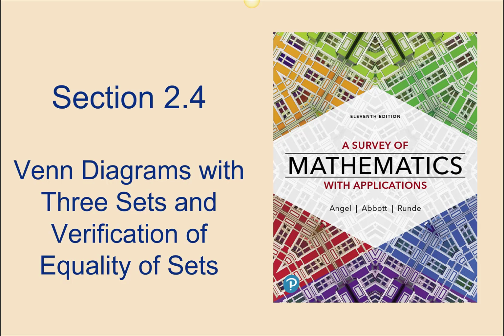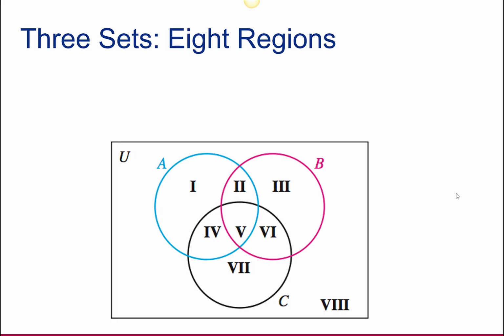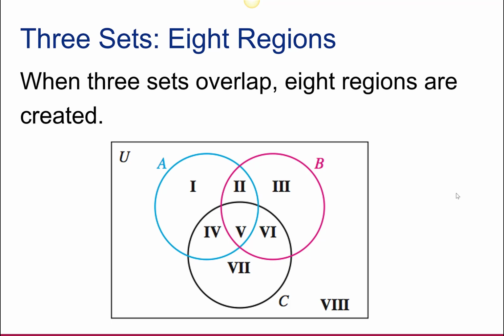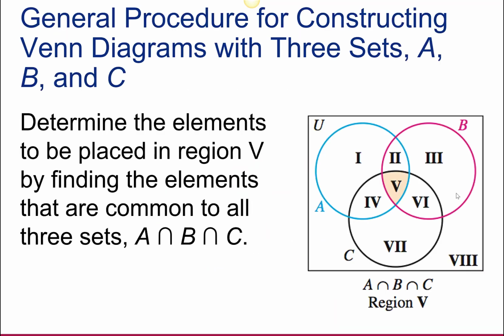Section 2.4, Venn diagrams with three sets and verification of equality of sets. So when we have a Venn diagram with three sets, we have 8 regions as shown here. The general procedure for filling in a Venn diagram with 3 sets is you're going to start in the center with region 5 and fill in the elements or the number of items that belong to all 3 sets.